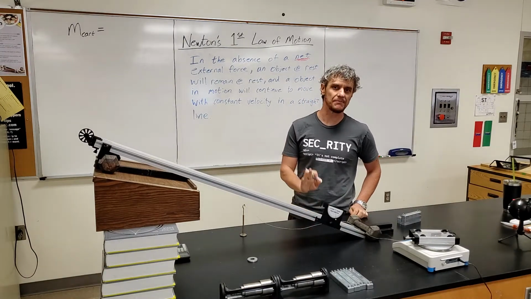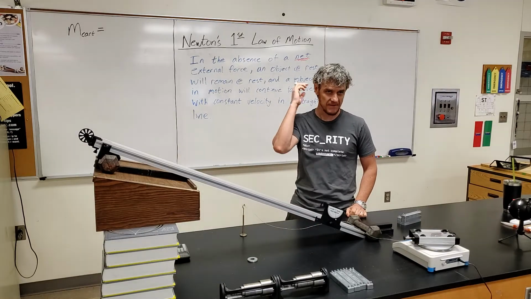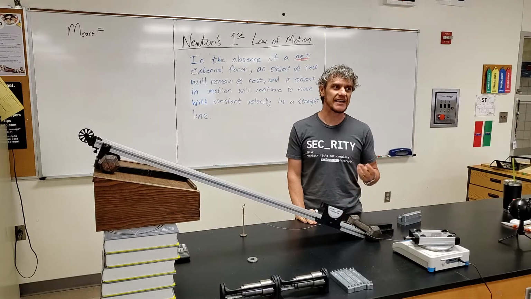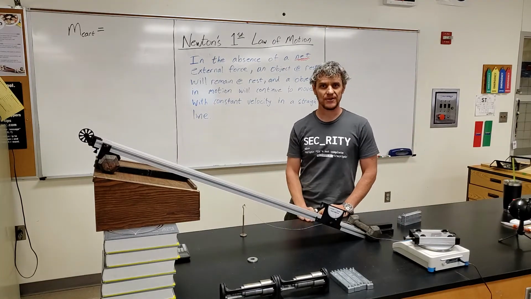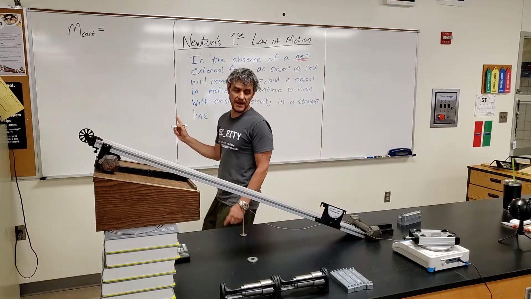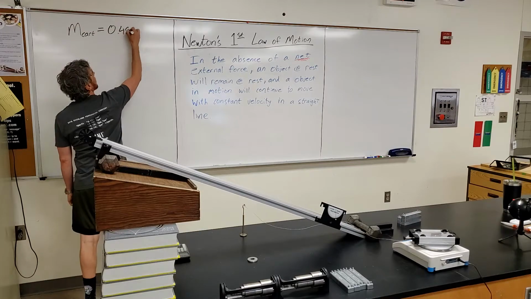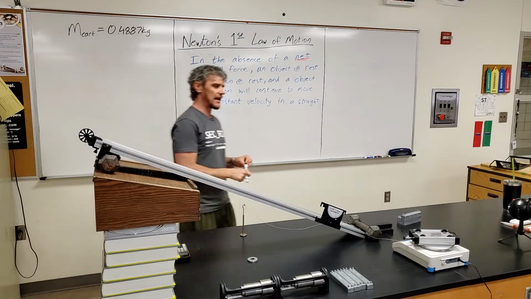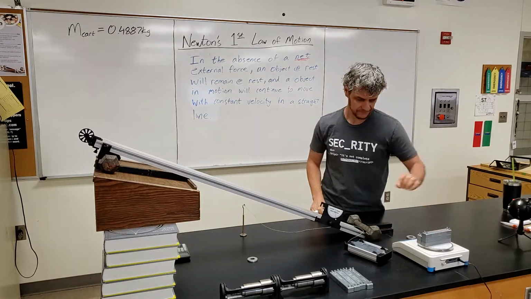Kilograms. Kilogram is the base SI unit for mass. It's not gram. Gram is still a useful measurement. That's what you use most often in chemistry. However, the kilogram is the base SI unit. The kilogram, hopefully you remember, is 1,000 grams. So the mass of the cart is 0.4887 kilograms. And then I'm going to have these additional masses that I'm going to load on the cart.